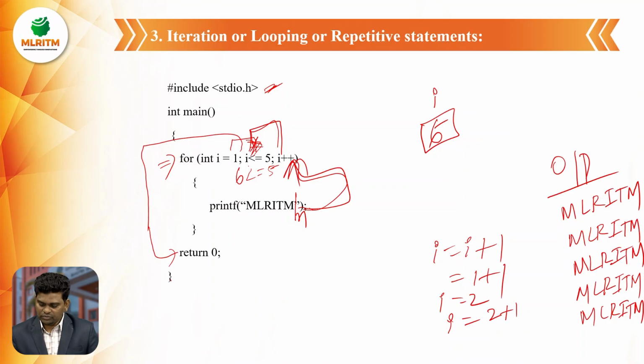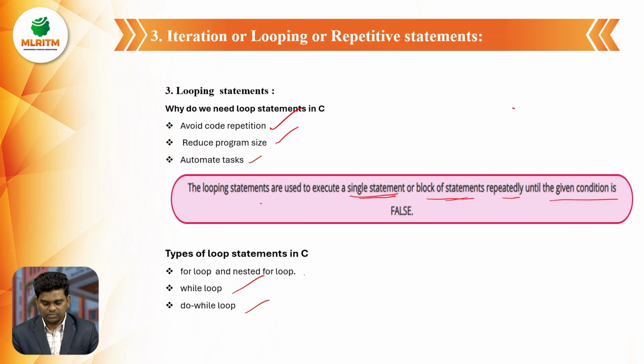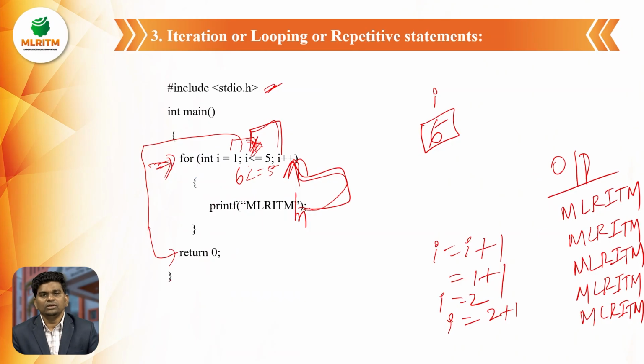So in the output of this program, see, the text is displayed 5 times. With the help of only a single statement, instead of writing 5 statements, we write only one statement. So that is the advantage of the for loop. By using looping statements, we can execute a single statement or a group of statements. As per our syntax, a single statement or block of statements is repeatedly executed until the given condition is false. So that is about the for loop.